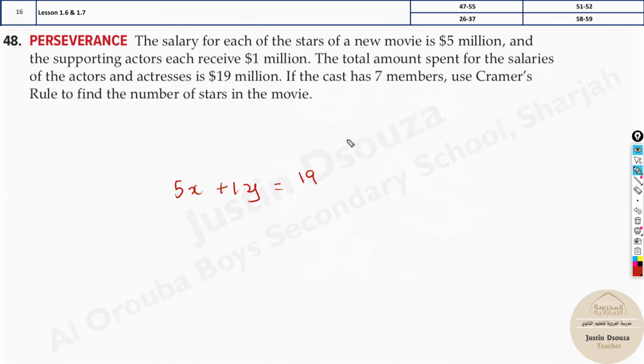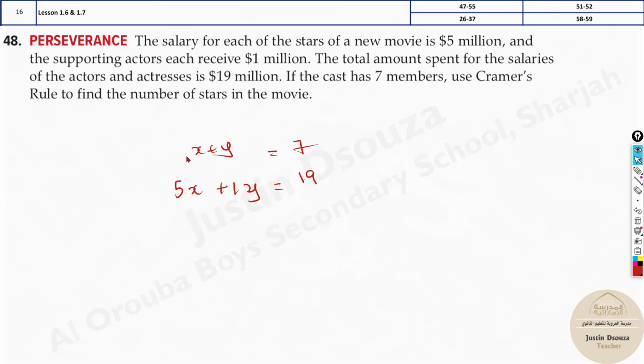So what else do we know? If the cast has how many? 7 members. 7 over here. X plus Y. I don't know how many X and Y, but if you add them, there are 7. So 5 millions for the lead players and 1 for the supporting characters. So now all you need to do is solve these.